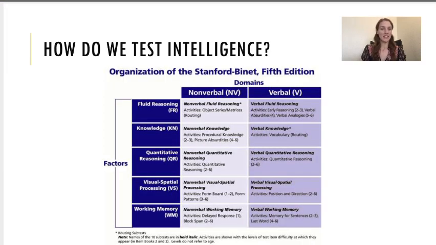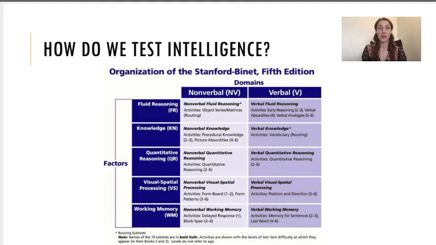So how do we test intelligence now? Well, we test it by a number of factors and domains. It's not as simple as responding quickly to a stimulus. This is the organization of the Stanford-Binet, the 5th edition. This is a more modern or current edition of an intelligence test.